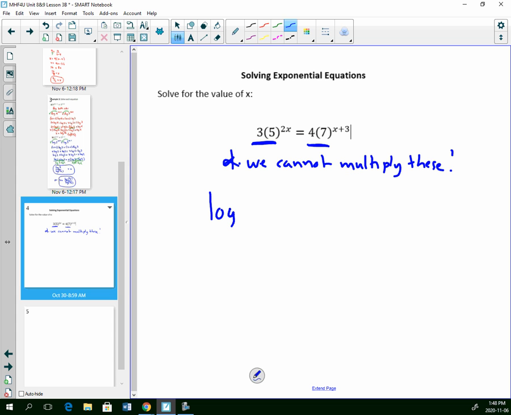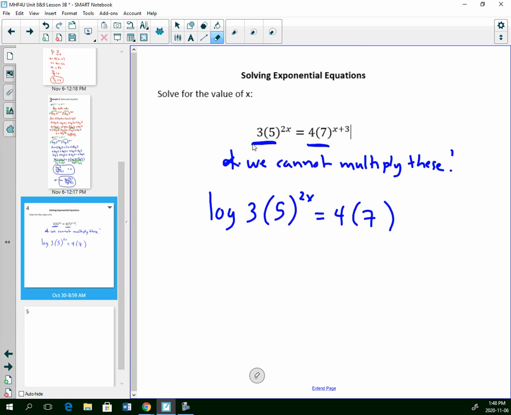So we're going to do what we did in the previous question. We're going to log both sides. Oops, I need a log. Okay, now keep in mind that the 2x, the exponent 2x, only belongs to the 5 and not the 3. Okay, it has brackets around it. So it's not 3 to the power x, it's just 5 to the power x. And the same on the right. The 7 and the power x plus 3 belong together, not the 4.